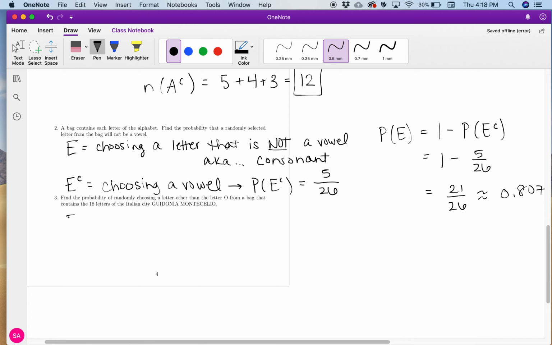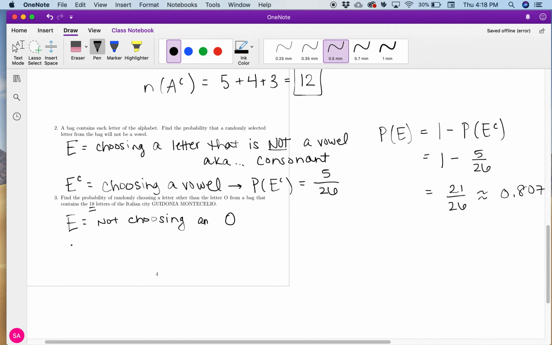But anyway, let's write out what we're looking for. What event are we concerned with? They want to know the probability of randomly choosing a letter other than O. So, not choosing O. So what's the probability of picking out any of these letters that are not an O? Well, once again, you could figure that out by counting out all the letters that are not an O, and then divide that by the total number of letters, which is going to be 18. They tell us in the problem.